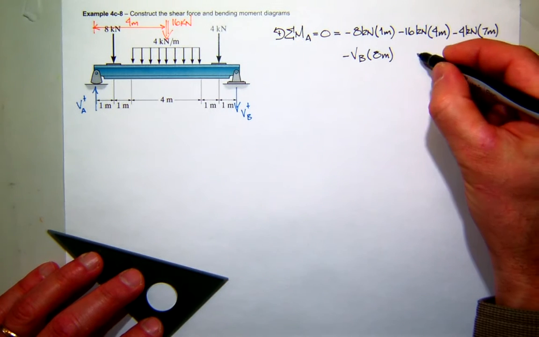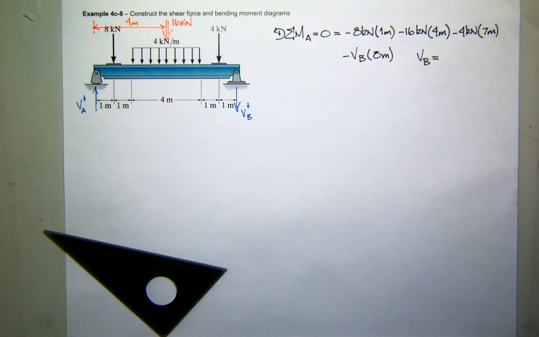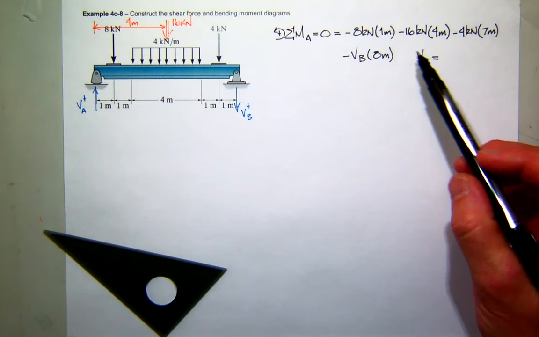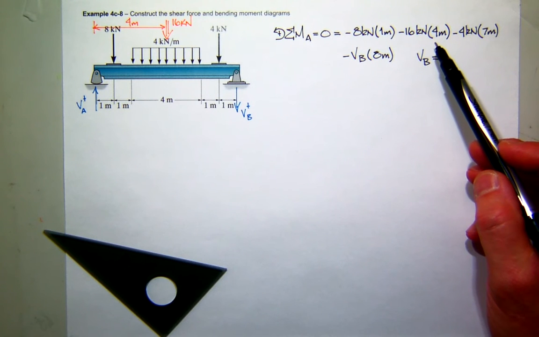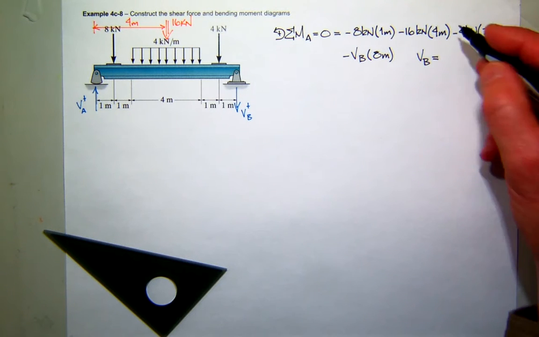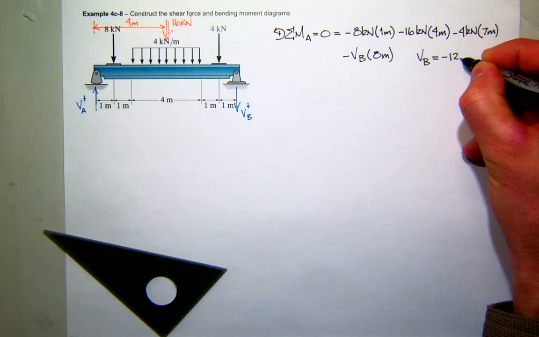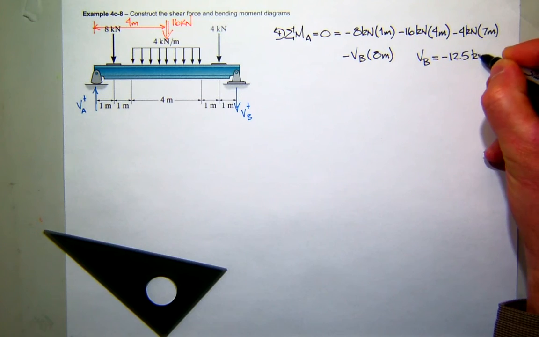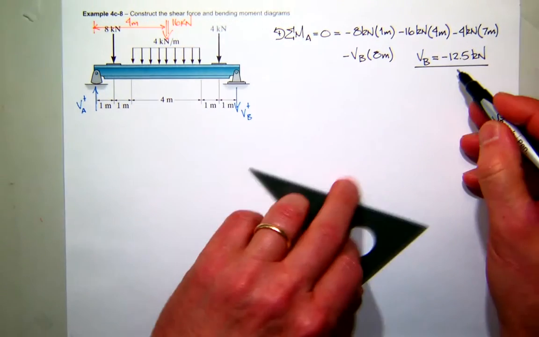So what is the shear at B? I'm going to need some help for that. 12.5? Negative 12.5. Anybody else get that? So that tells me that my shear at point B is negative.